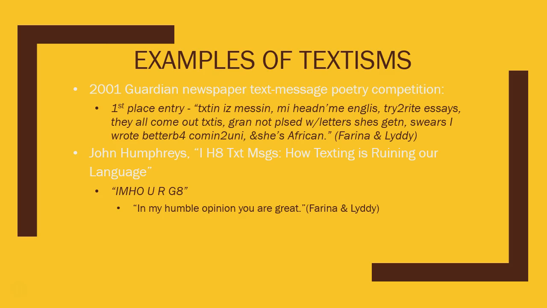My second example is from a John Humphrys article named I Hate Text Messages: How Texting is Ruining Our Language. The main example that Humphrys gives is IMHO URG8. Now, when I first read that, I had no clue what it would mean. So as I continued reading the article, I found that it means, in my humble opinion, you are great. Confusing, right? So, how popular is the texting culture?